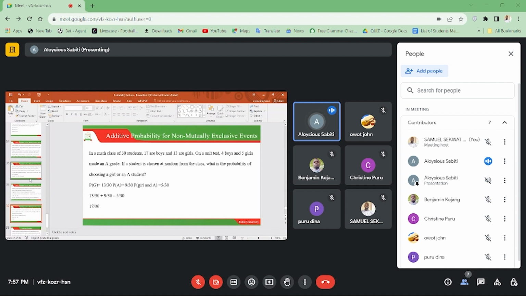Non-mutual means two things can occur at the same time, simultaneously. So we are giving an example that in a math class, we have about 30 students. 17 are boys and 13 are girls. You cannot be both a girl and a boy. You can either be a boy or you are a girl.